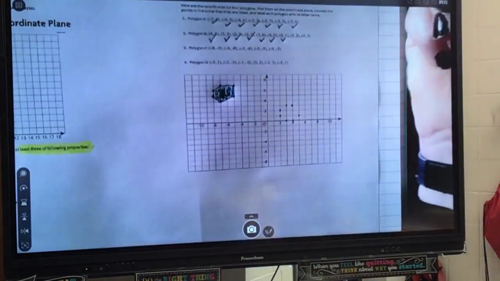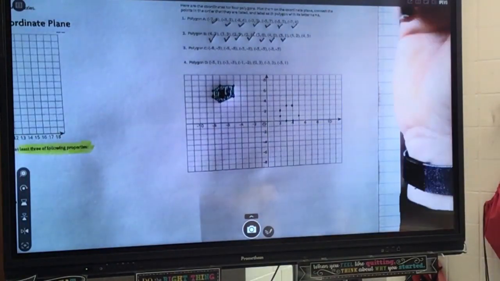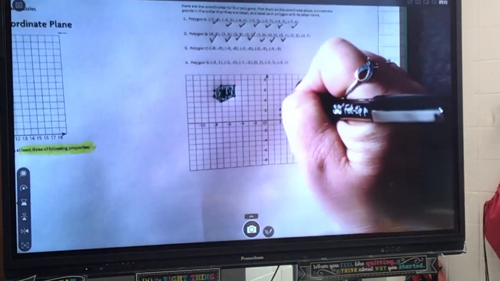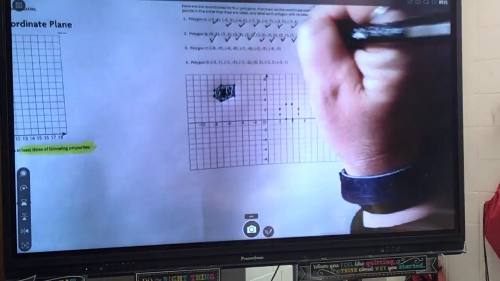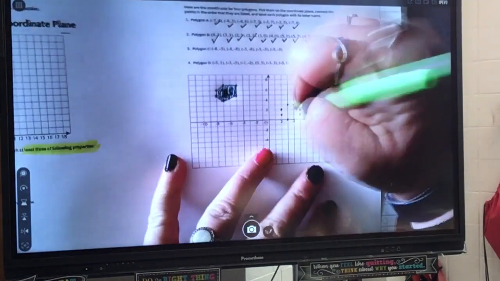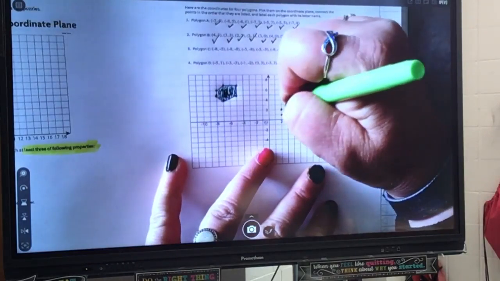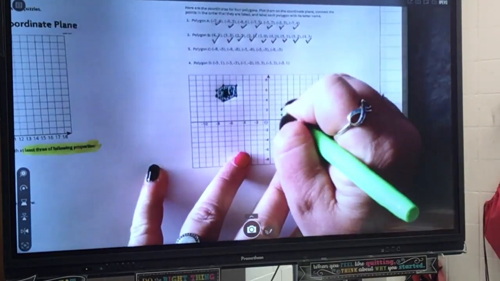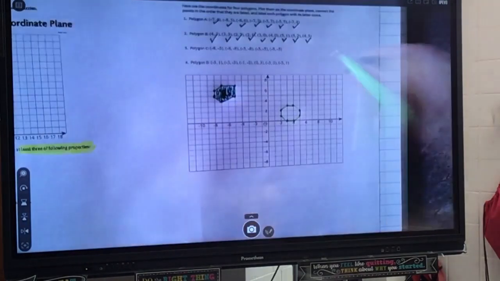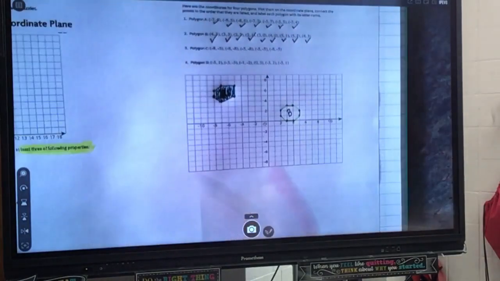5, 2. How do I get to 5, 2? Zoe. Okay, and then our last one is obviously 4, 3. So again, we start at 4, 3 and we connect our dots. And this is polygon B, and then just shade it in.